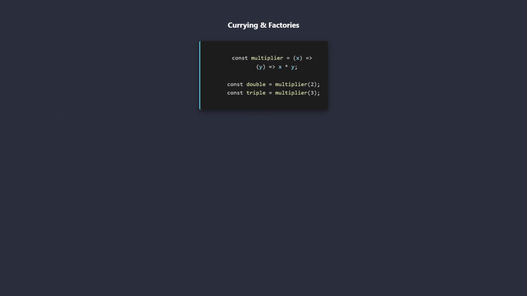Closures are crucial for implementing functional programming techniques. Currying transforms a function taking multiple arguments. It converts it into a sequence of functions. Each function in the sequence takes only a single argument.